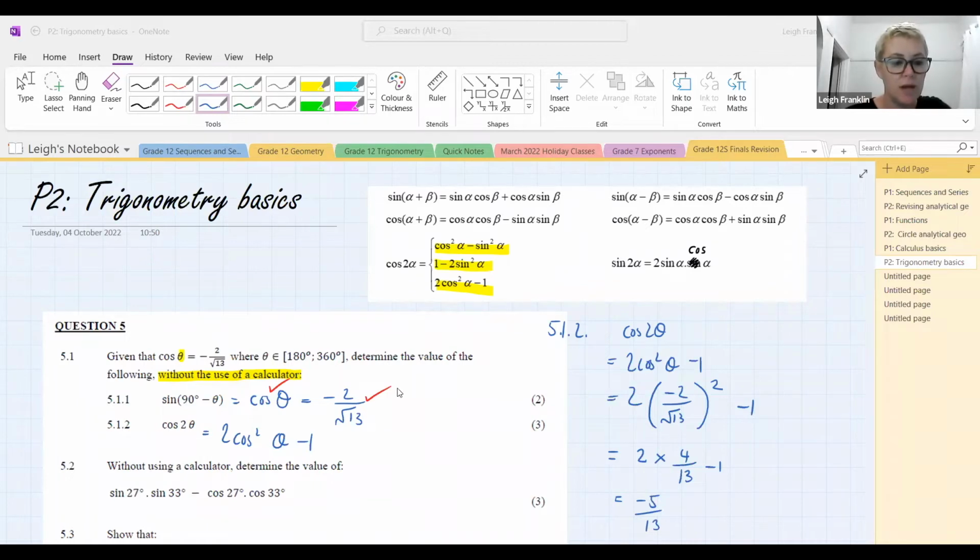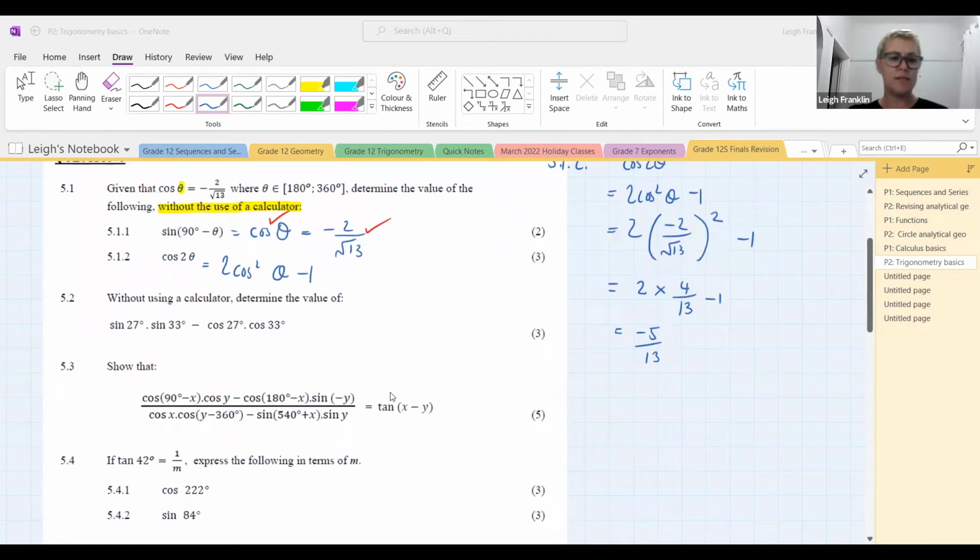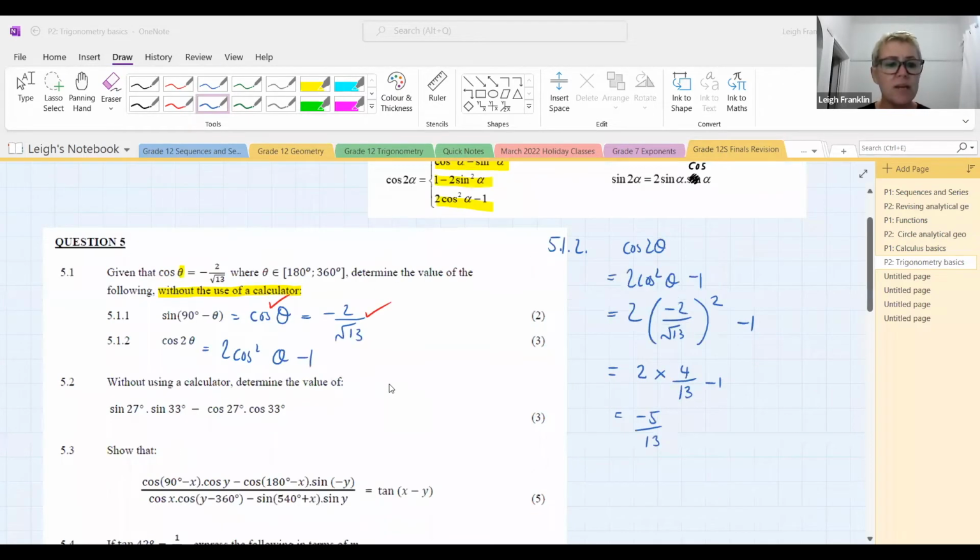Okay, let's have a look. So without using a calculator, determine the value of. Yeah, that is an easy question. So if we look at 5.2, they really have not challenged us too much here. They've been lucky, well, we're lucky. They've given us something that's fairly straightforward.